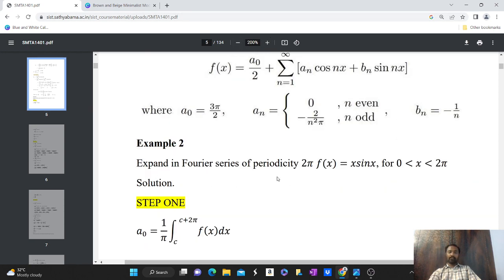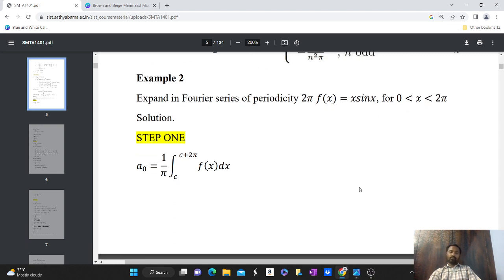Expand in Fourier series of periodicity 2 pi. So what is the limit point? 0 to 2 pi. Here f of x given is x sin x for the interval 0 to 2 pi. So first step, here we have to find the Fourier series.